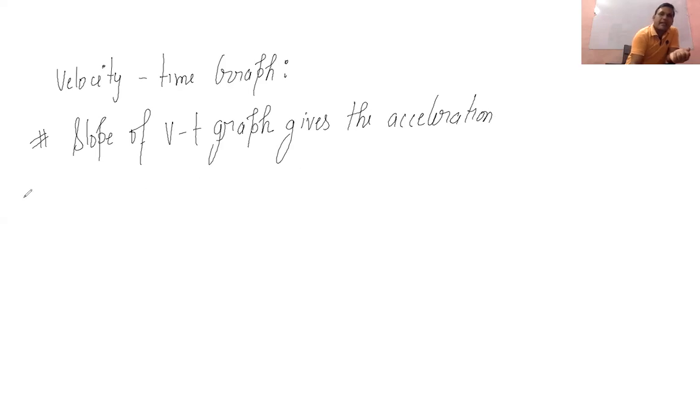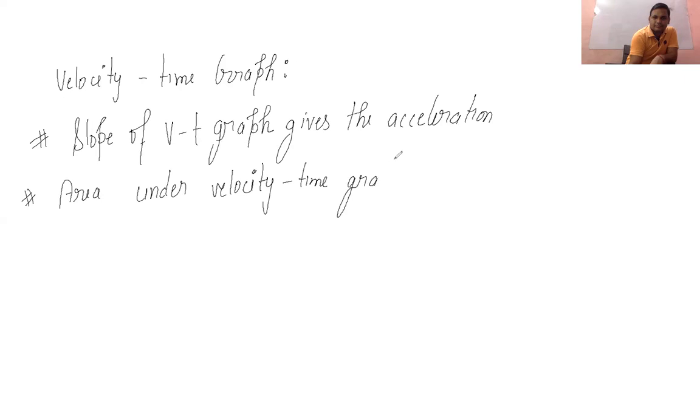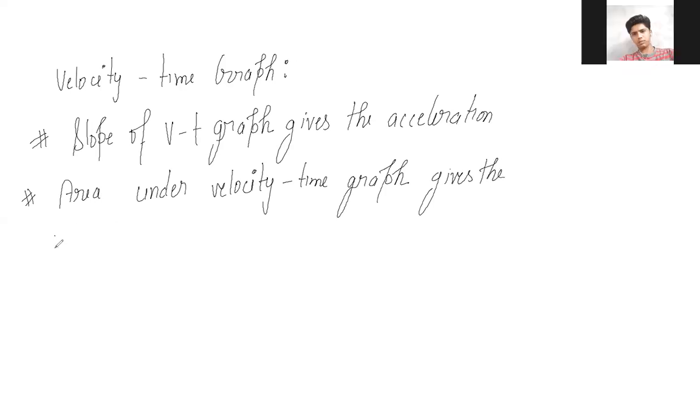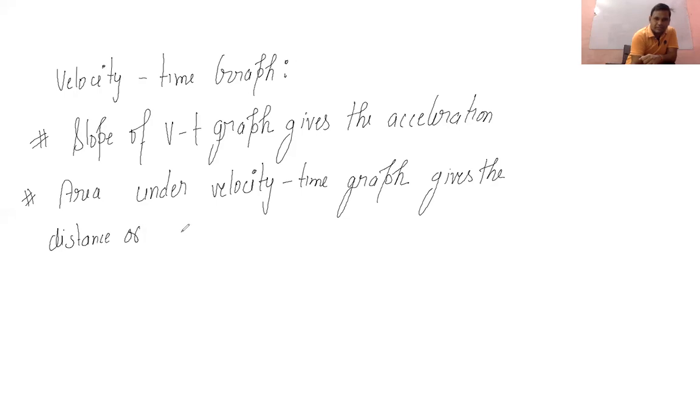And one more important point, the area under the velocity time graph, or VT graph, gives the distance or displacement. So let's see when it will be distance and when it will be displacement.